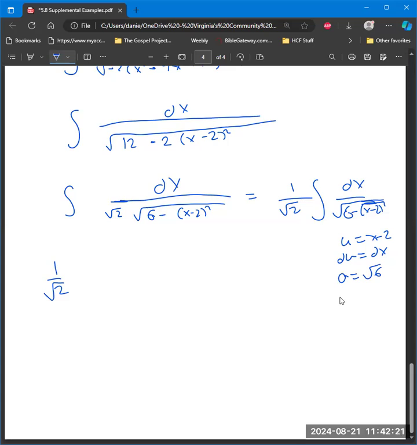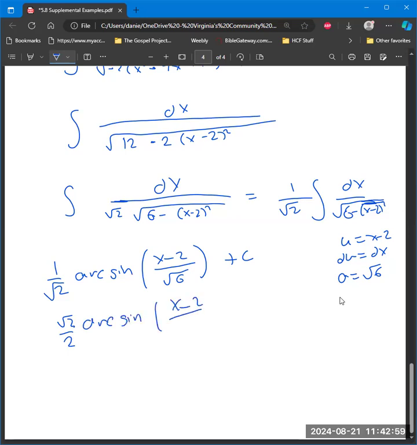So this is going to be arcsine, which doesn't have a 1 over a in front of it, of u over a plus c, like that. And so if you want to rationalize this, you can make this square root of 2 over 2 arcsine of (x minus 2) over root 6 plus c, like that.